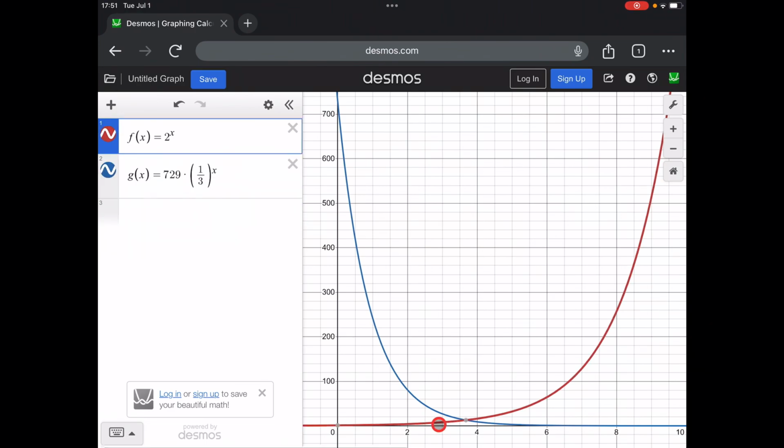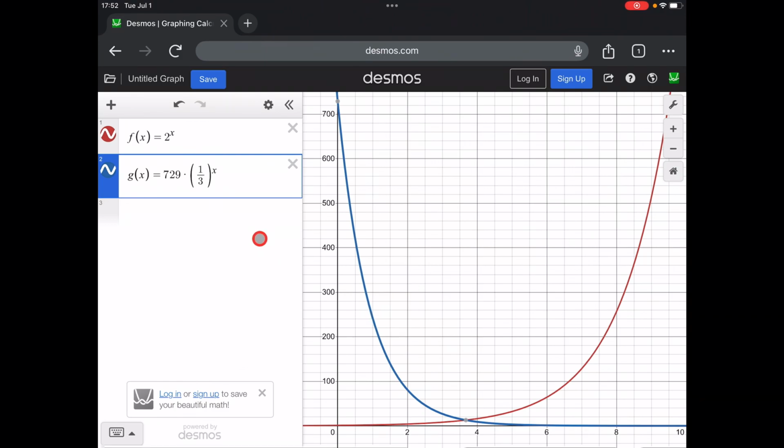Now, let's move on to our second function. For this equation, every time x increases by 1, y will multiply by 1/3, or divide by 3, because x represents how many times you are multiplying 1/3 to 729, which is our initial value. So when x is 0, y is 729, because this part automatically cancels out to 1. When x is 1, we would multiply 1/3 by 729 once, and we get 243. So once we get to 1, we have 243.